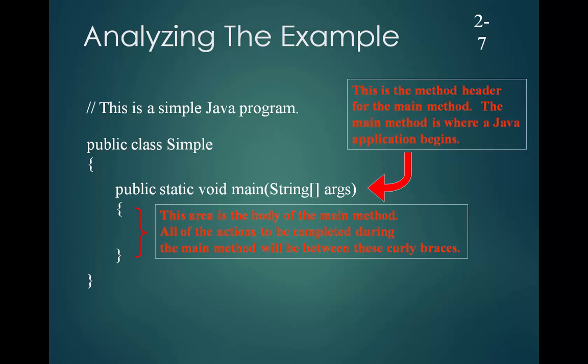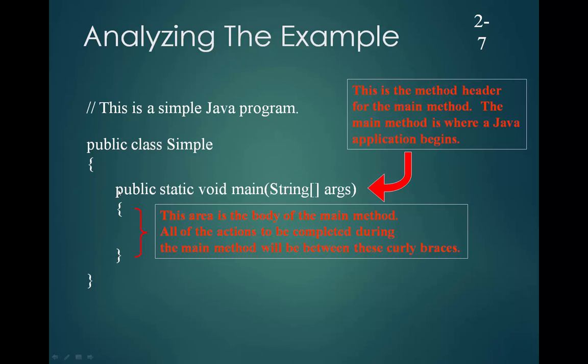And the header for the method main is, as you see here on the screen, public static void main. Okay, and we will discuss what the parts of this header mean, but for now just see that it's a public method, just like the class simple is a public class. This is a public method. It's called main, and it has some arguments.